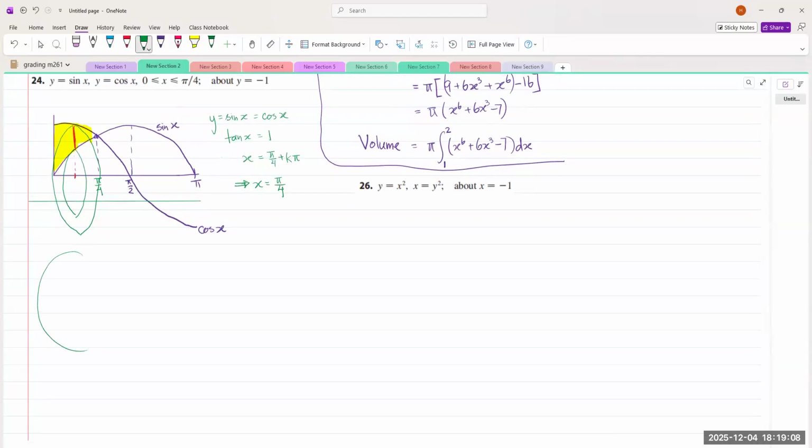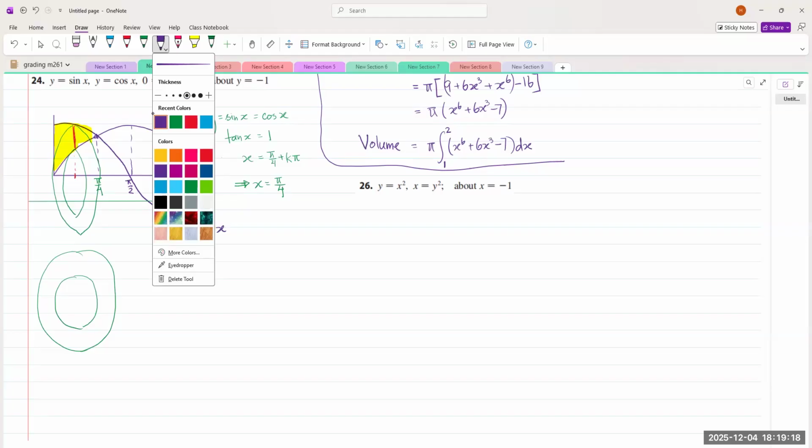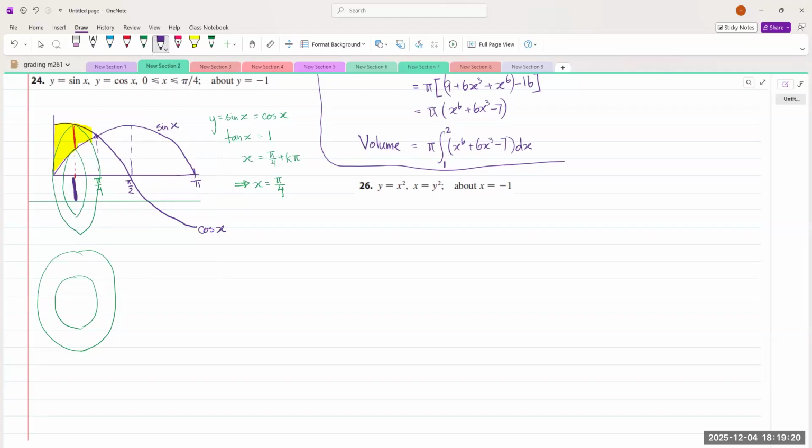We have a bigger circle and a smaller circle. Let's take a look at the radius. Let me use a thicker pen. The distance here is 1, right? Because this is y equals negative 1. So the distance here is 1 plus the bigger radius.